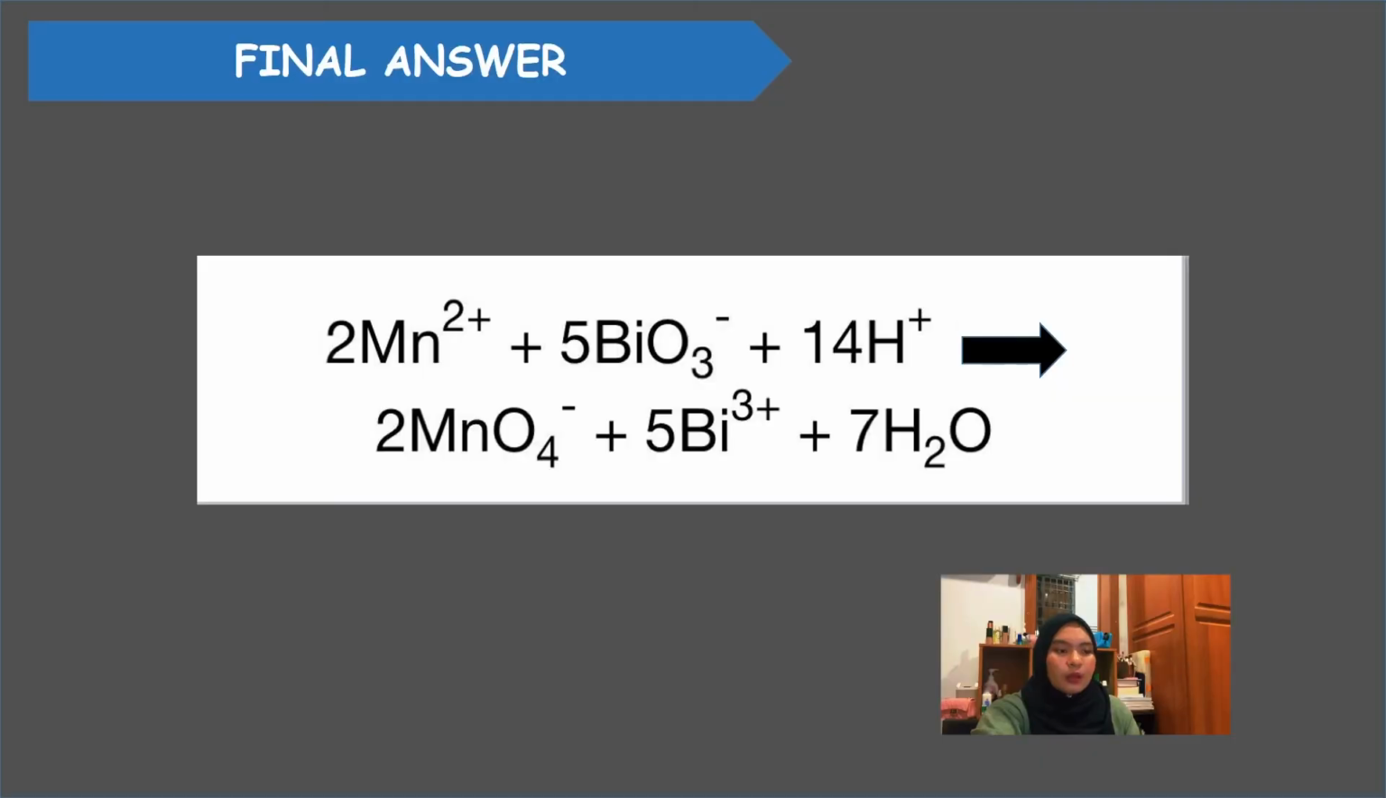For the final result, 2 moles of manganese will react with 5 moles of bismuthate and 14 protons, to produce 2 moles of permanganate plus 5 moles of bismuth ion and 7 molecules of water.